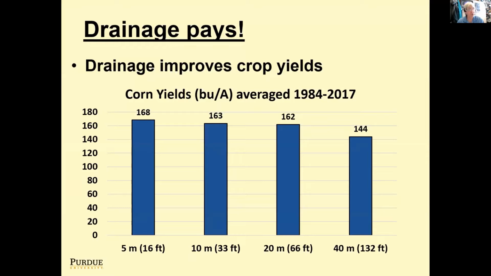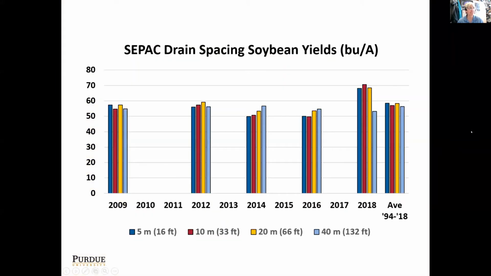So to summarize those parts, drainage pays, drainage improves crop yields. If you look at all the corn years over the whole experiment, which was about 24 corn years, the undrained control averaged 144 bushels per acre, whereas all of the drainage treatments were in the 160s, and this narrower drain spacing was up at 168, so a 24 bushel yield difference. So drainage really pays for crop growth and production.